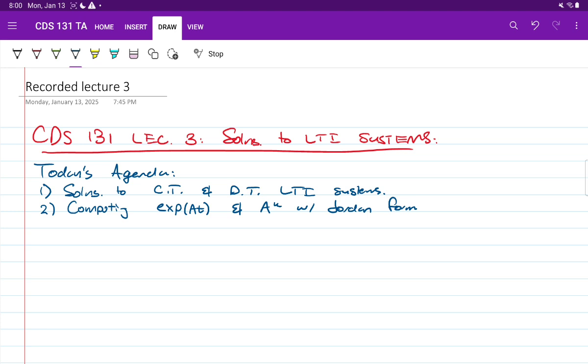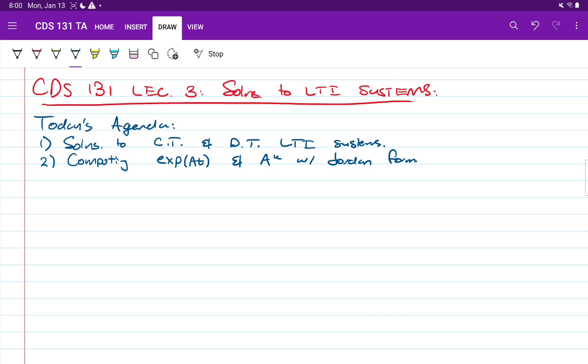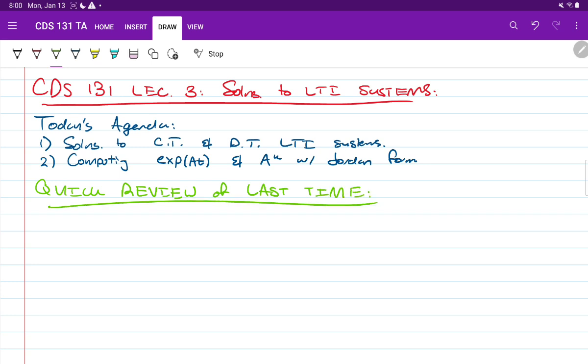Okay, let's get started. Before I jump into these two items, I just want to provide a brief review of what we covered last time. So let's start with a quick review of last time. We really had a couple of key results last time.